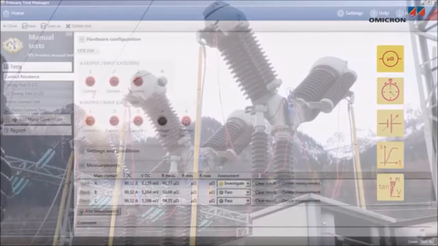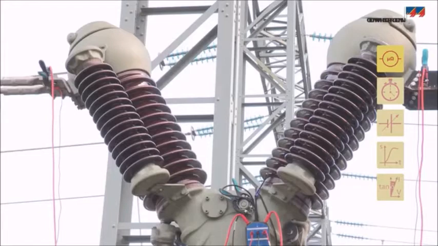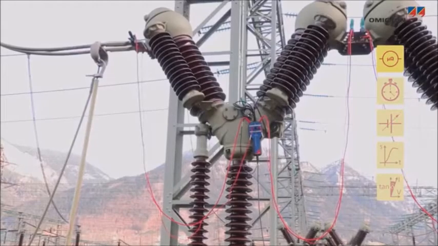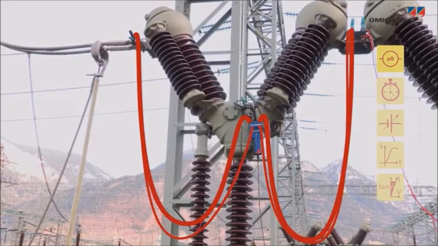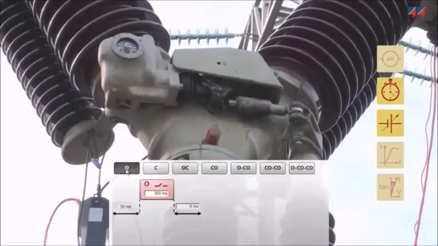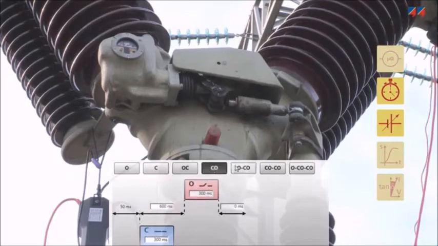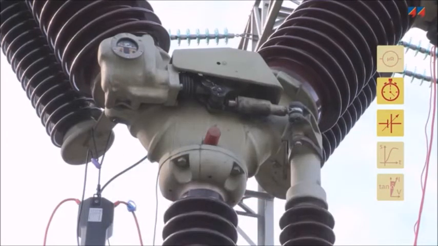The first test usually performed on a circuit breaker is the static contact resistance in the closed position. The static contact resistance is determined by injecting a high DC current while the voltage is measured via a separate set of cables. An analysis of the opening and closing times of the circuit breaker contacts can validate mechanical performance.